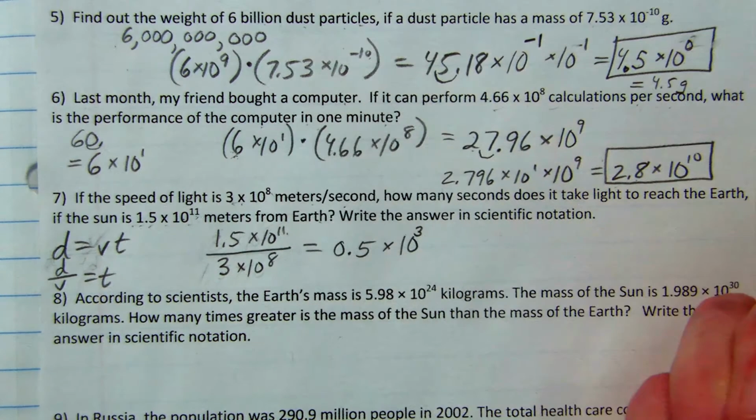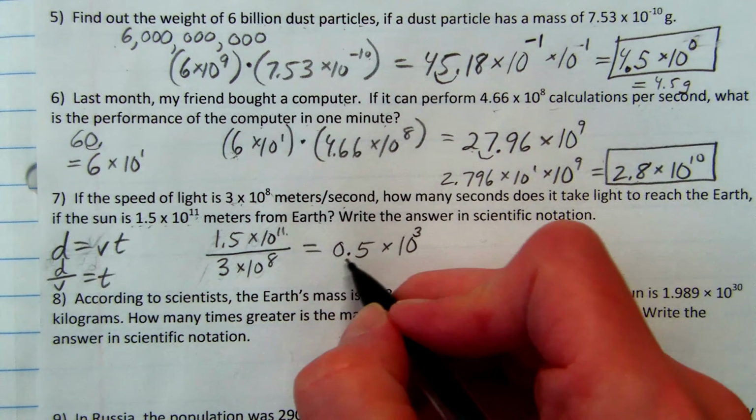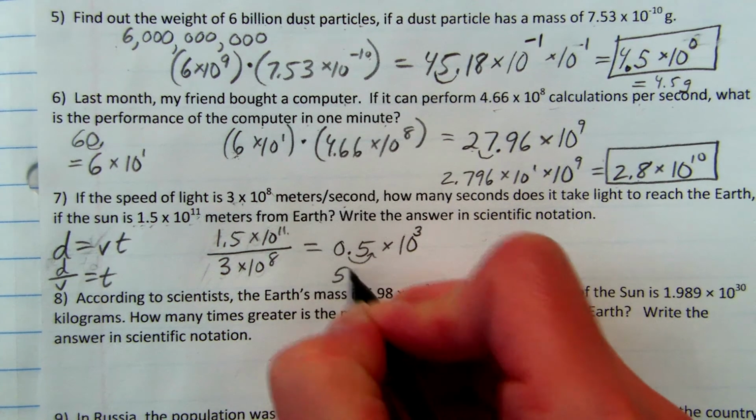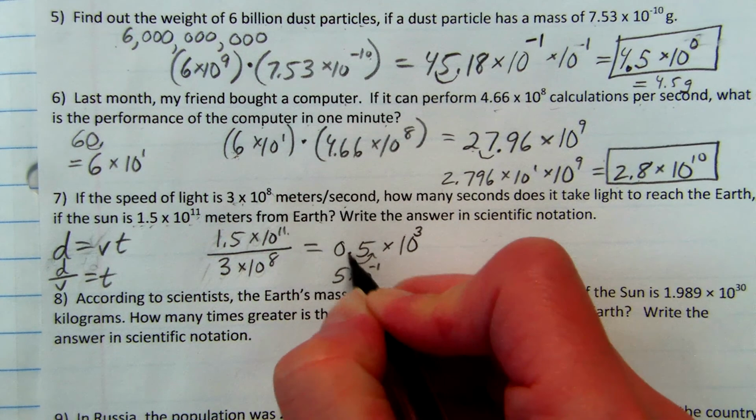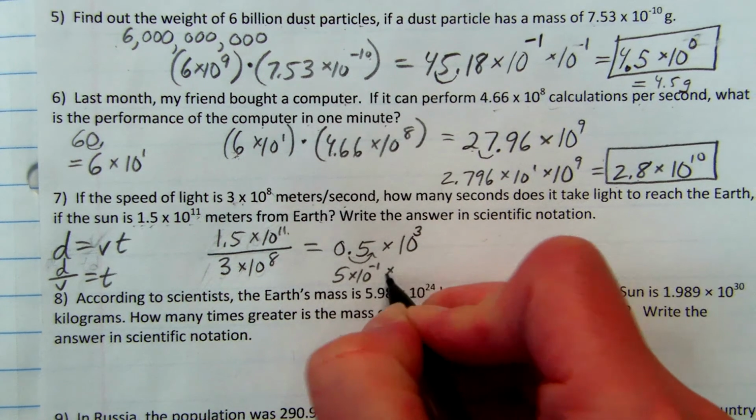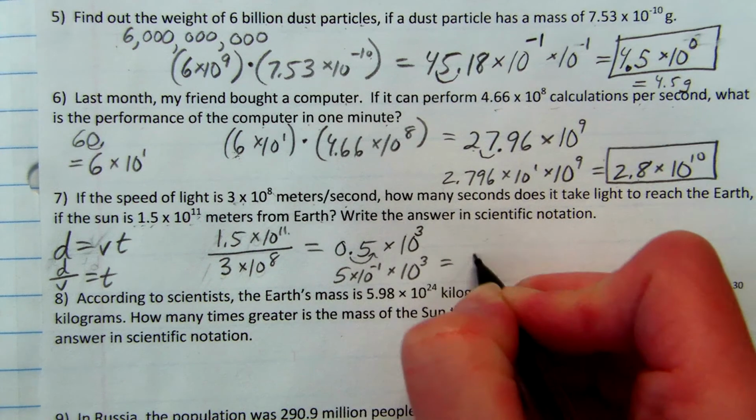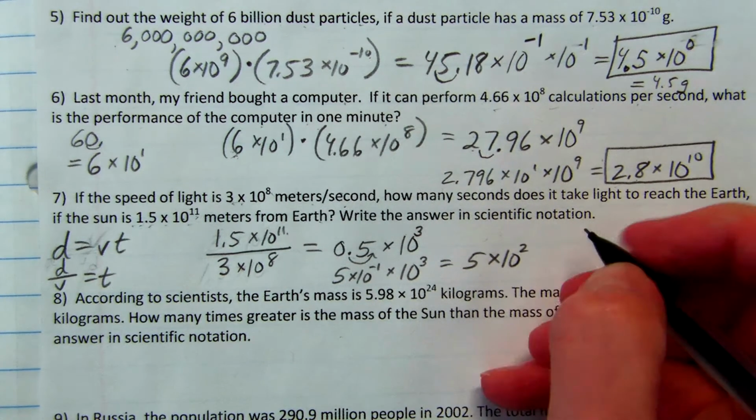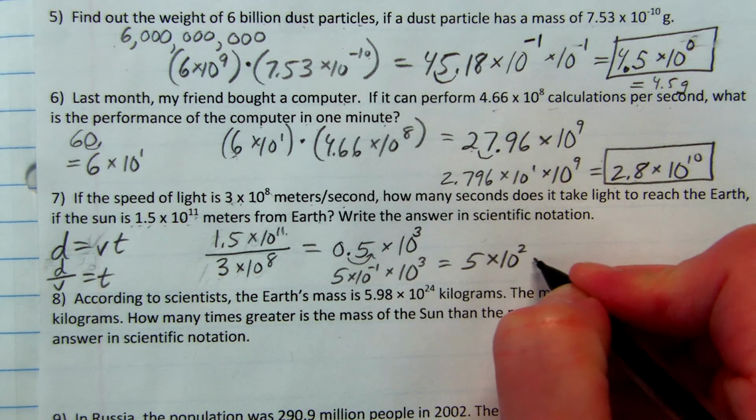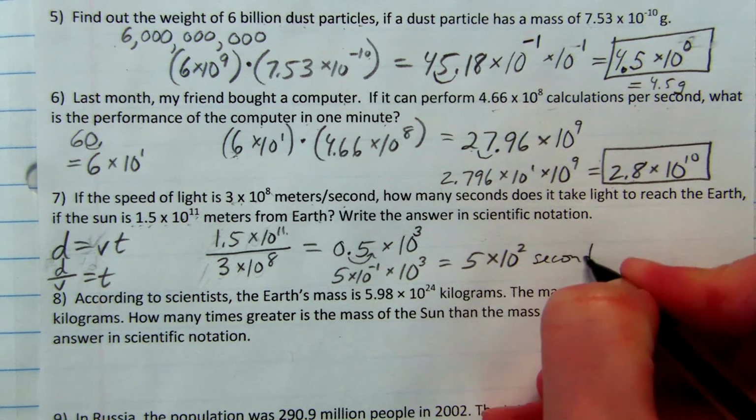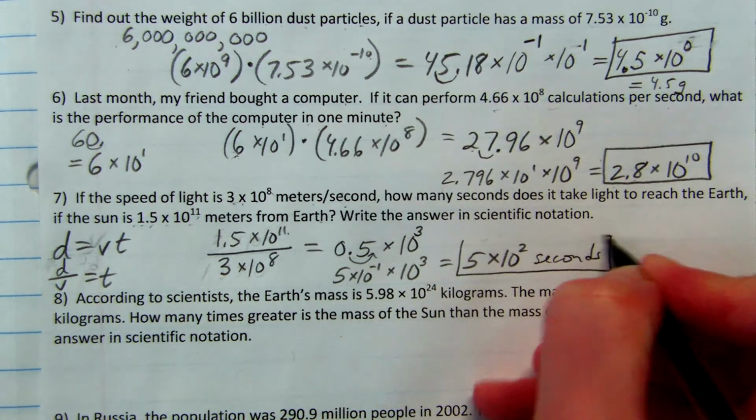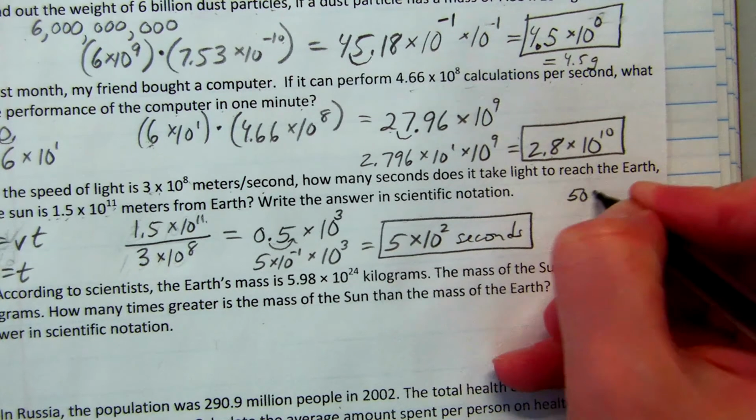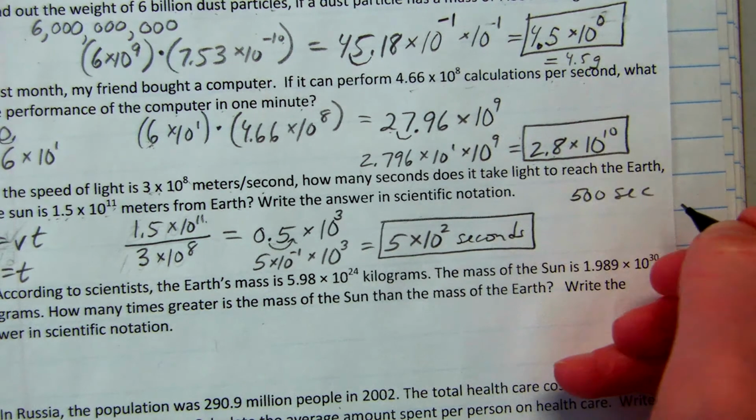Do I need to fix anything? Yes, this needs to move the decimal place over 1. So that'd be 5 times 10 to the negative 1 for just this part. And we already had 10 to the third. It gets 500, so 5 times 10 to the second seconds. And so it says to write the answer in scientific notation. I did. But you could also figure out, just for real life purposes, that that's 500 seconds.